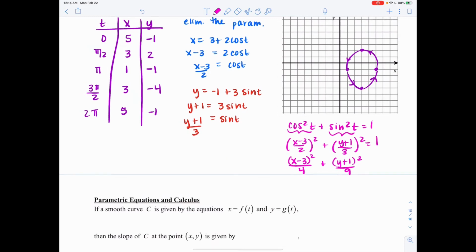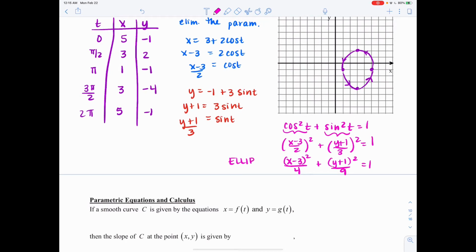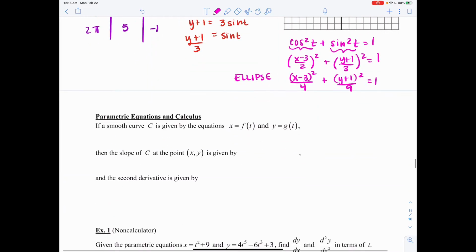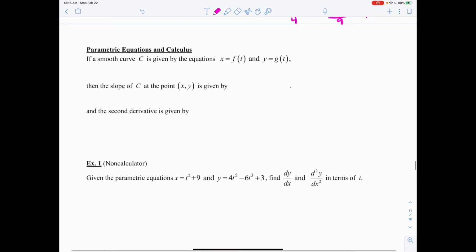And that is the equation of an ellipse that is centered at 3 and -1 and has a minor axis of 2 and a major axis of 3. So not too bad. Don't let that scare you though, because none of that was actually calculus.